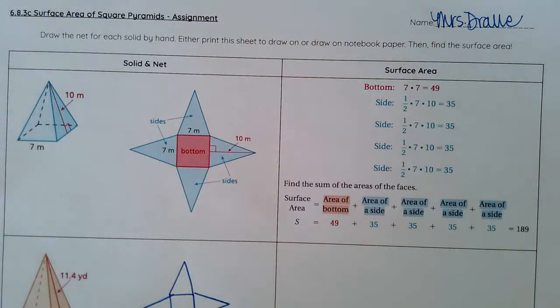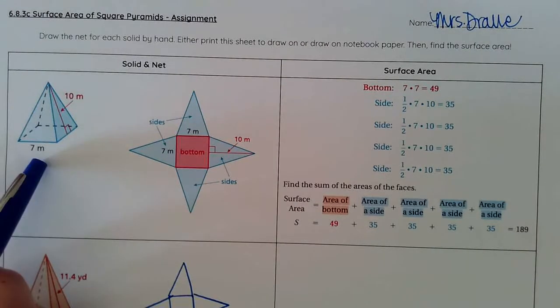Today we are going to talk about finding the surface area of square pyramids. We already know that the surface area is the sum of all faces of a 3D object combined together. Same thing for our square pyramids. So let's take a look.